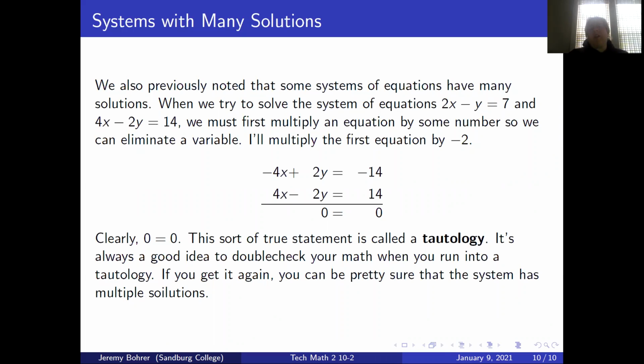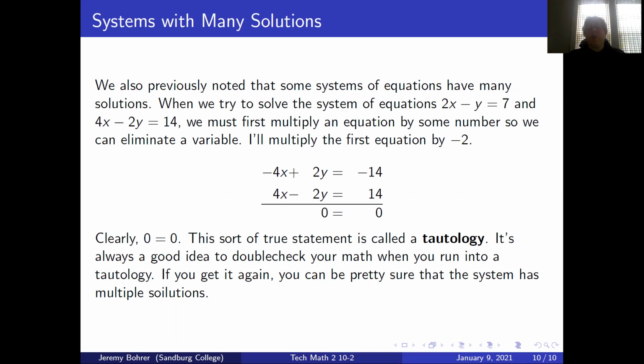We also previously noted that some systems of equations have many solutions. When we try to solve the system of equations 2x minus y equals 7 and 4x minus 2y equals 14, we must first multiply an equation by some number so we can eliminate a variable. And I will multiply the first equation by -2. That gives us -4x plus 2y equals -14 and 4x minus 2y equals 14. And when we add these together, we get 0 equals 0.